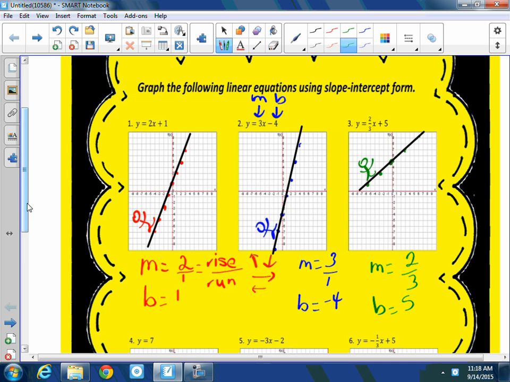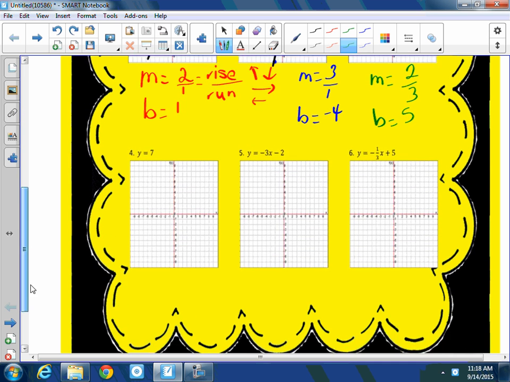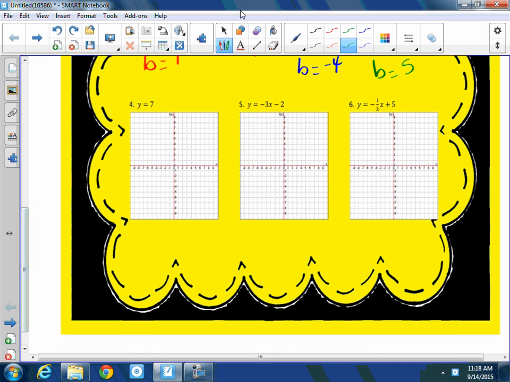Alright? Now, for this one, number 4, I only have a y-intercept. I don't have a slope. See, because the equation is supposed to be mx plus b, where m is your slope and b is your y-intercept. Well, I don't have that term with the x, so all I have is that y equals b. And in this case, that b would be 7. So I'm going to go over here and I'm going to draw my 7.